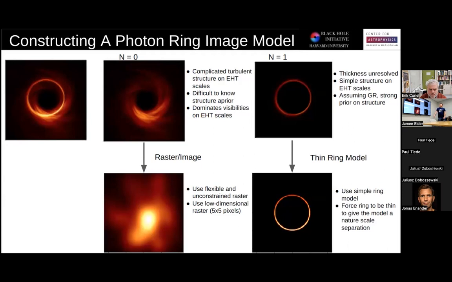So what we'll do is target the n equals 0 emission with this raster or image-based model. We'll fit this low-dimensional set of pixels, like a 5 by 5 grid of pixels, to the data, and this will hopefully focus on that emission. Then on top of that, you can fit something like a thin ring model. So we'll put a ring model down that's going to be thin, with the goal of just targeting the n equals 1 ring.